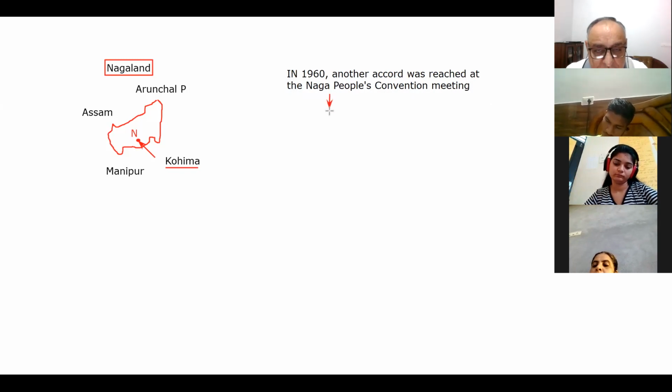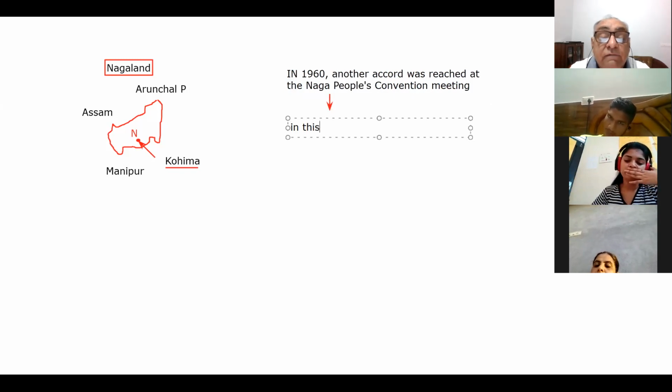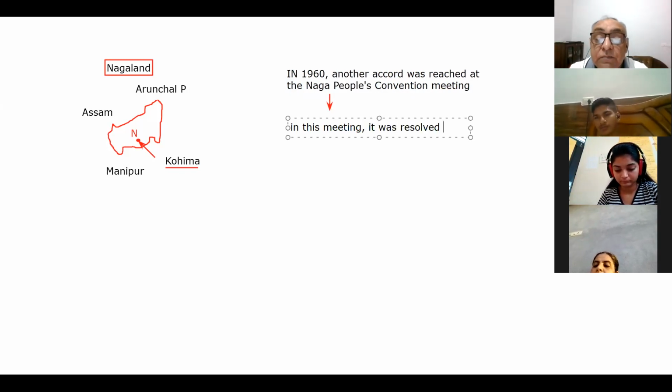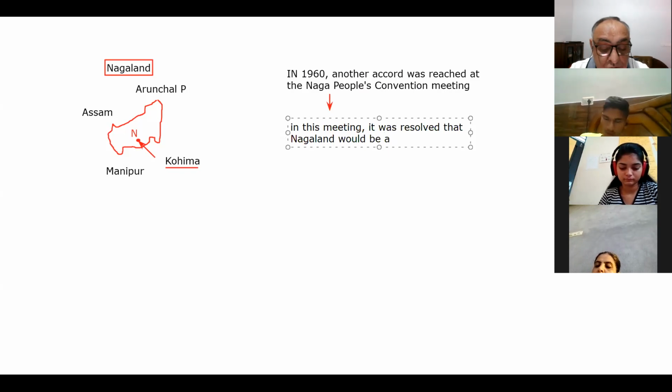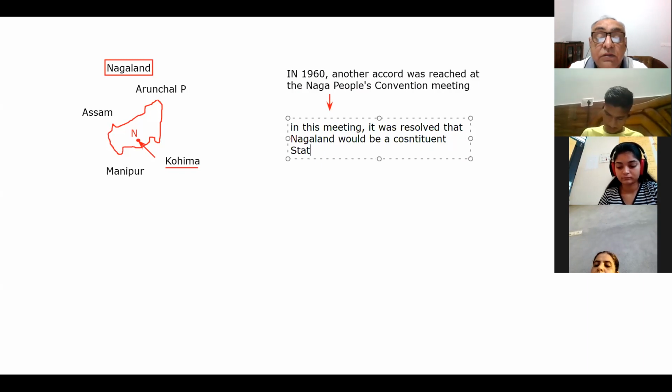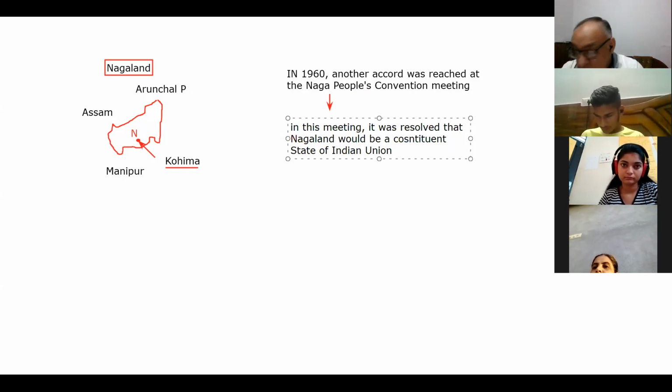In this meeting, it was resolved that Nagaland would be a constituent state of the Indian Union. कि नागालैंड को हम एक separate state बना देंगे. Would be a constituent state of the Indian Union.